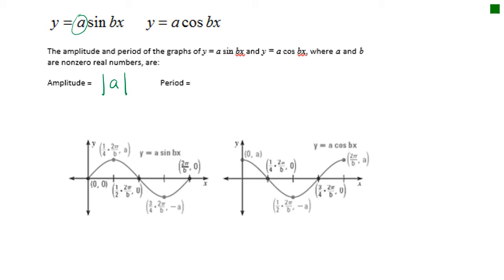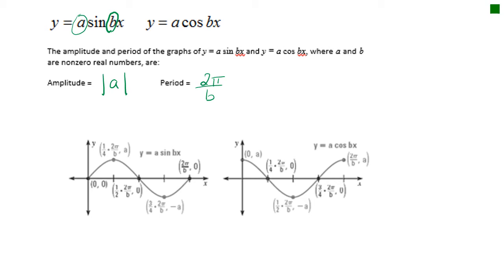The period: we're talking about this b right here. When it was just x, the period was 2 pi. But now, if we put a number there, we're going to end up dividing by b. So if that was a 2, then with 2 pi we're only going to go a period of pi. We're going to go by a length of pi. All that information is right here in these two graphs.